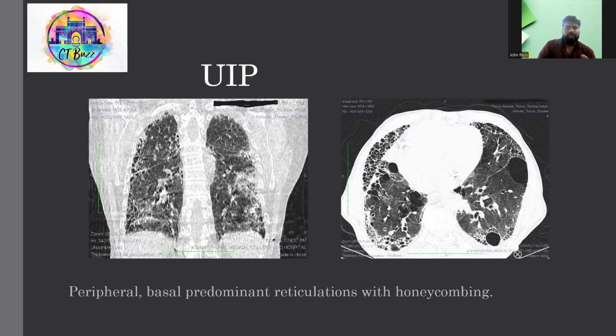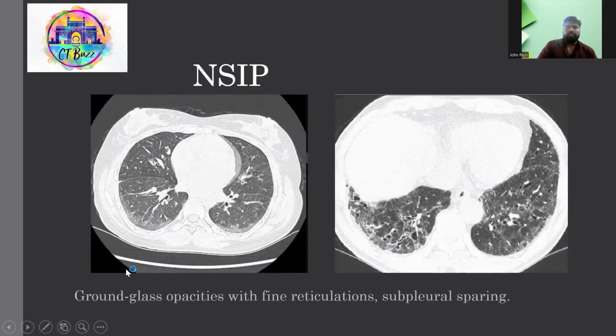This is the UIP pattern. There are peripheral, basal predominant reticulations with honeycombing seen in this patient. As we see here, there is basal predominance and predominant reticulations with honeycombing features. Then in the NSIP, we see ground glass opacities with fine reticulations, as you can see, and subpleural sparing. These are the characteristics of NSIP.